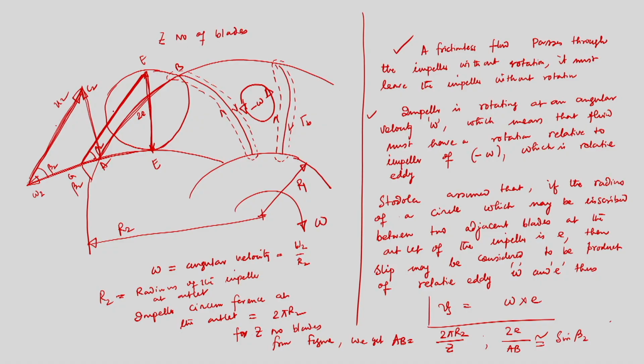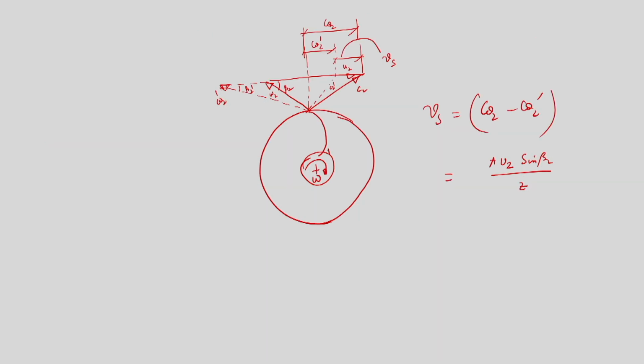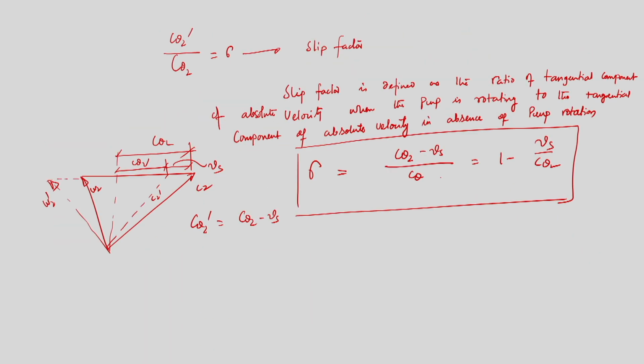And this is true because, for a given blade angle, we have assumed the largest circle which can be inscribed at the outlet of the impeller, with radius e. So probably this approximation is not a very bad approximation. With this we will proceed to the next part of this course.